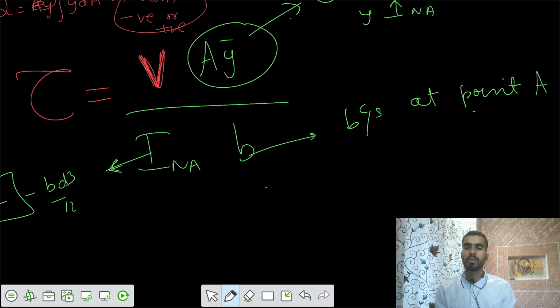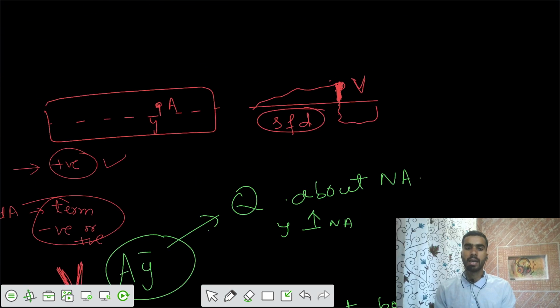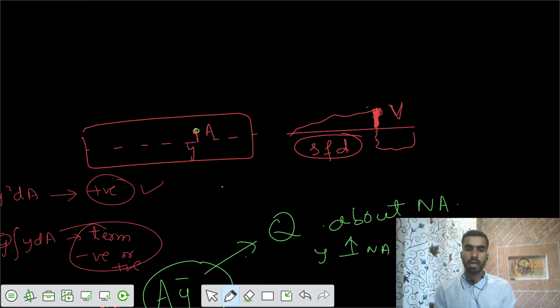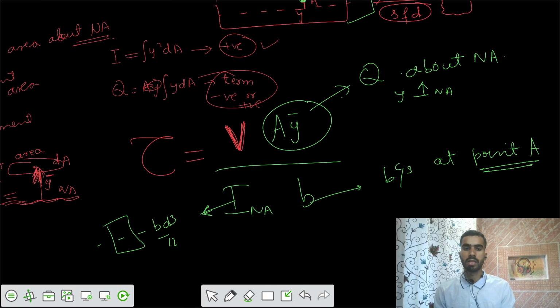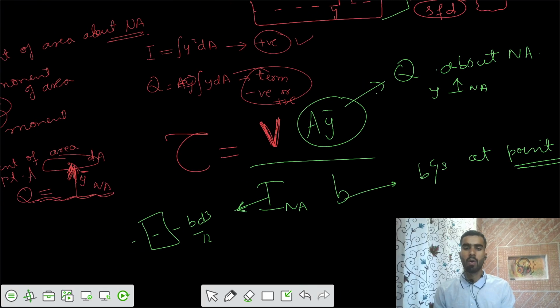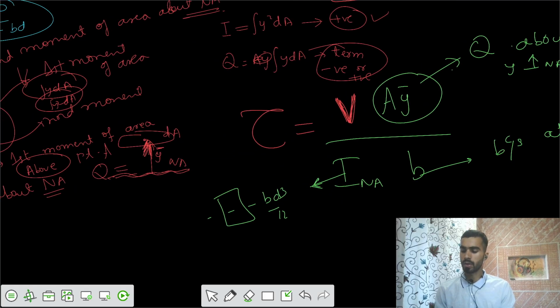What's the width of the cross section at point A? Let's say you want to calculate the shear stresses at point A. You would ask, what does the cross section look like? And near that point, what is the width of that cross section? Width b. So we got these parameters in the equation: tau equals VAȳ by Ib. So we got this equation.